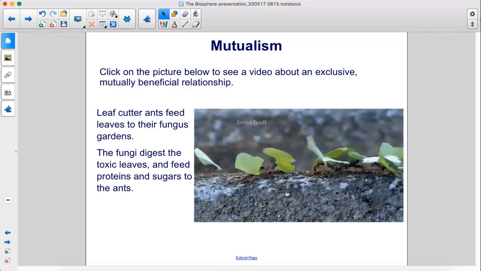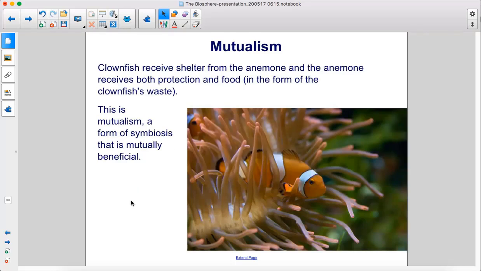Leafcutter ants feed leaves to their fungus gardens. The fungi digest the toxic leaves and feed proteins and sugars to the ants. Clownfish receive shelter from the anemone, and the anemone receives both protection and food in the form of the clownfish's waste. This is mutualism, a form of symbiosis that is mutually beneficial.